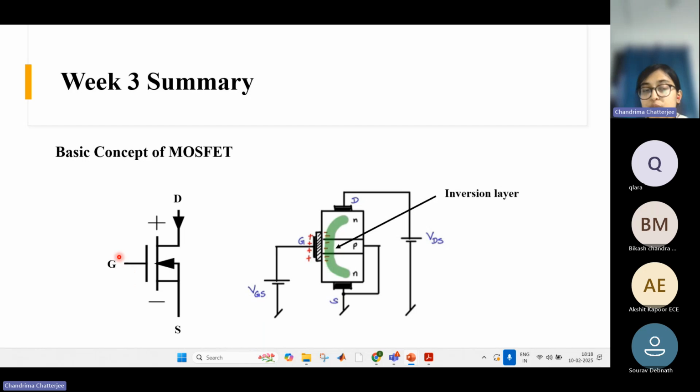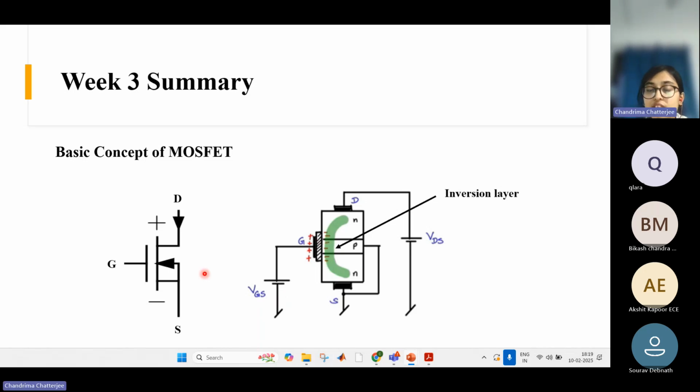The gate will have to be positive with respect to the source. So there is no question of current. If you provide a positive gate to source voltage, then the MOSFET will conduct. There is another parameter which we call the gate to source threshold voltage. So the positive voltage that we apply here must be greater than the threshold voltage. If we apply a voltage that is greater than this threshold voltage, then only the MOSFET will be on.